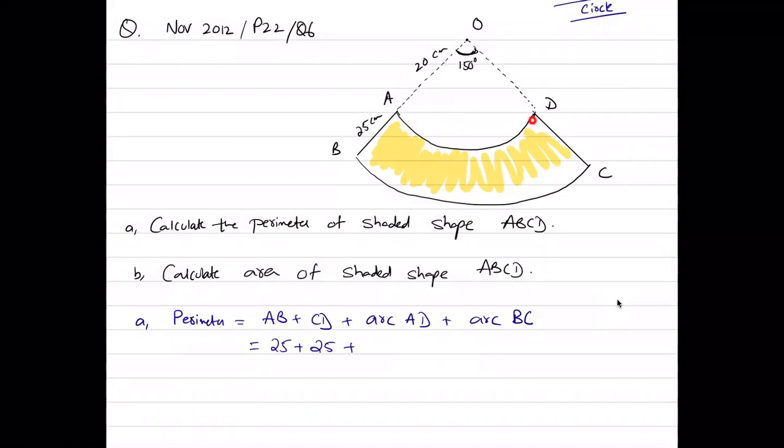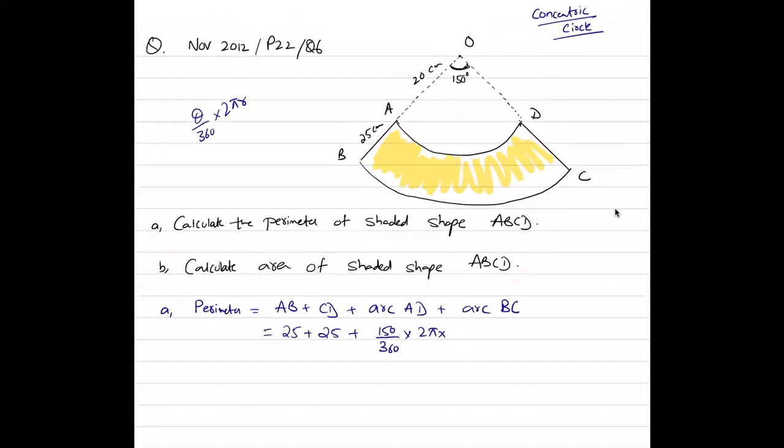Arc AD is going to be found by using the formula theta upon 360 times 2 pi r. So 150 degrees upon 360 times 2 pi. What is the radius of the sector OAD? What is the radius?